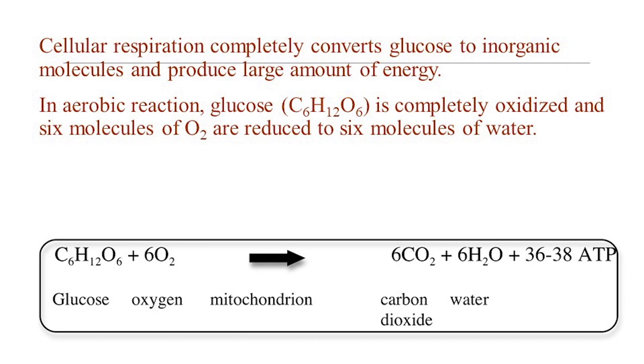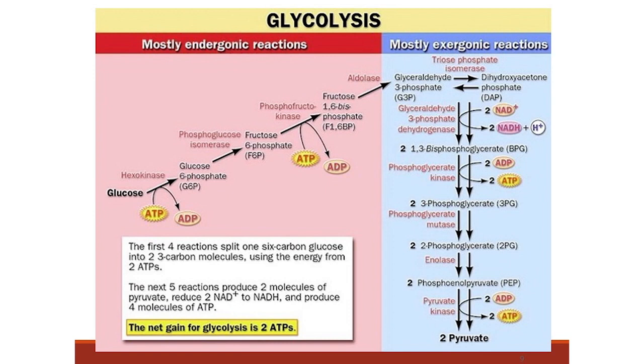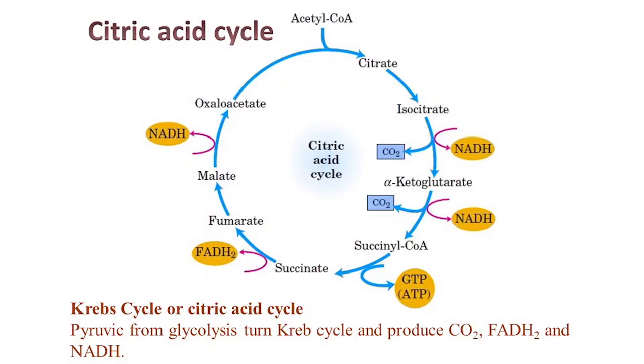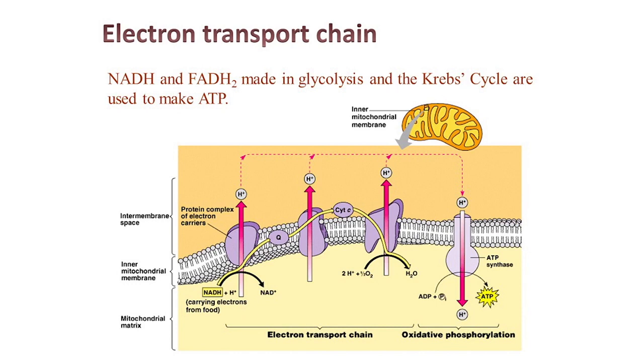Similar to fermentation, aerobic respiration also starts with glycolysis. Glycolysis basically converts glucose into pyruvic acid, which then enters the citric acid cycle, also known as the Krebs cycle. From the Krebs cycle, we receive carbon dioxide, FADH2, and NADH. Those NADH and FADH2 then go into the electron transport chain. In this process, 32 to 36 ATP are made.